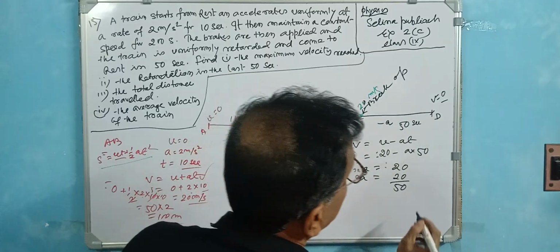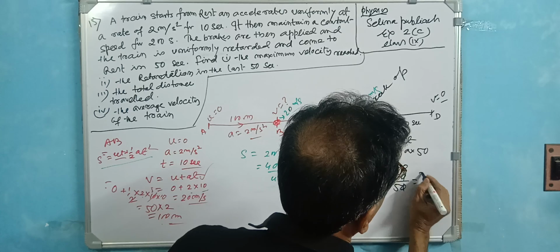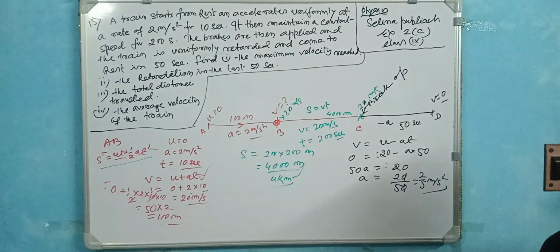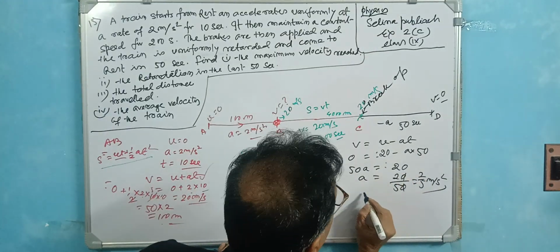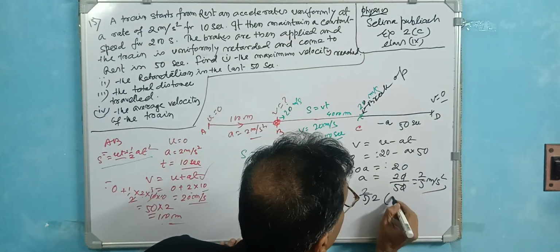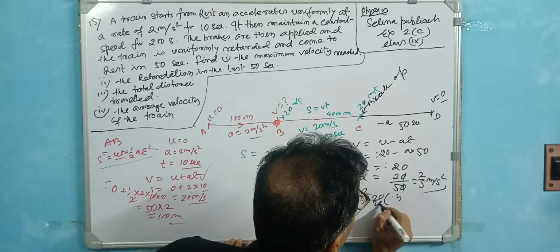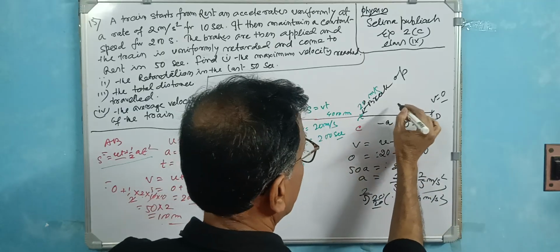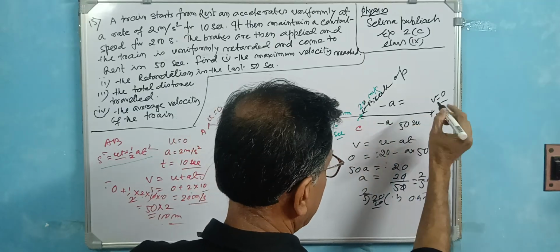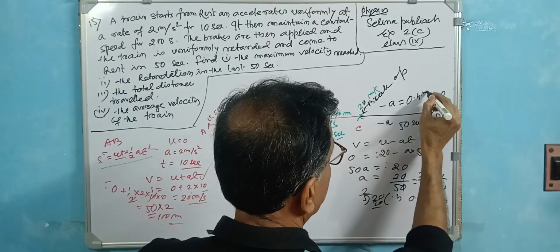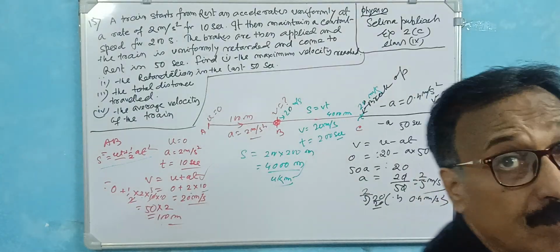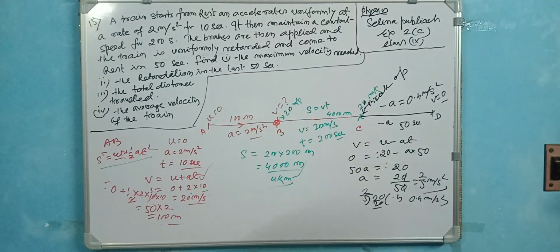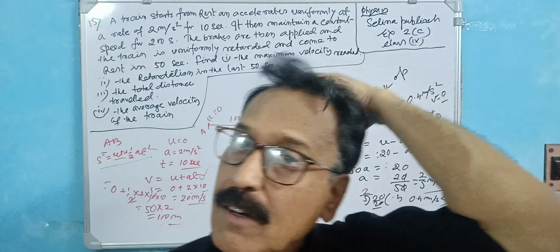20 by 50, so this is 2 by 5 meter per second square. That is the retardation, 2 by 5, that is 0.4 meter per second square retardation developed. So negative acceleration or retardation is 0.4 meter per second square. Is that clear to you? This is 20, I just made a mistake here writing 200. Clear? Be very careful when you calculate.